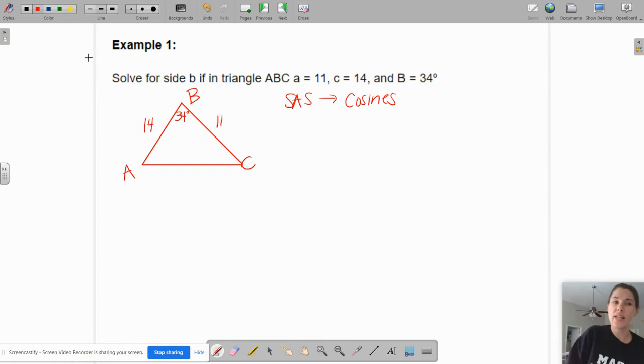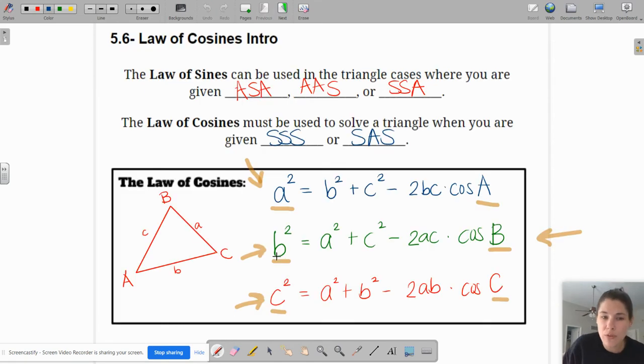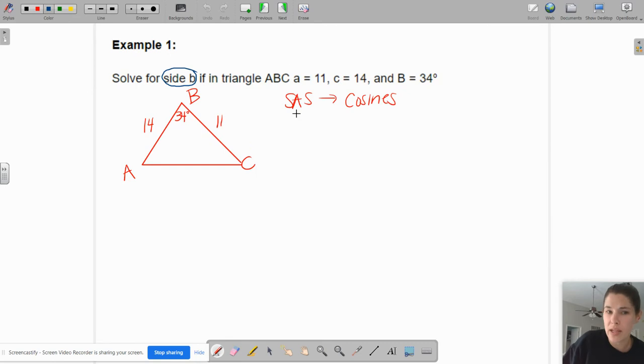So think about what is it again that we're looking for? It says that we're looking for side B. So if you remember, if I'm looking for side B, that's going to be this equation right here. So I'm going to rewrite it, because the more often I rewrite it, I think the better we remember it. So a squared plus c squared minus 2ac times the cosine of b.